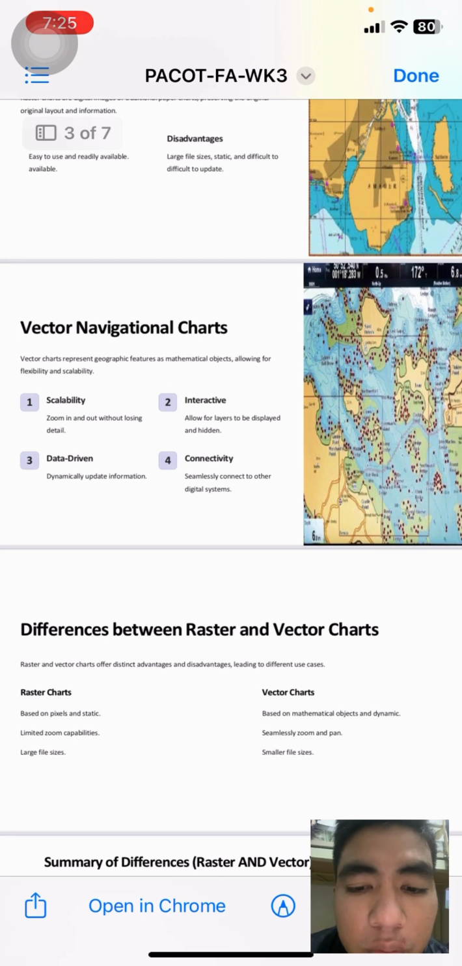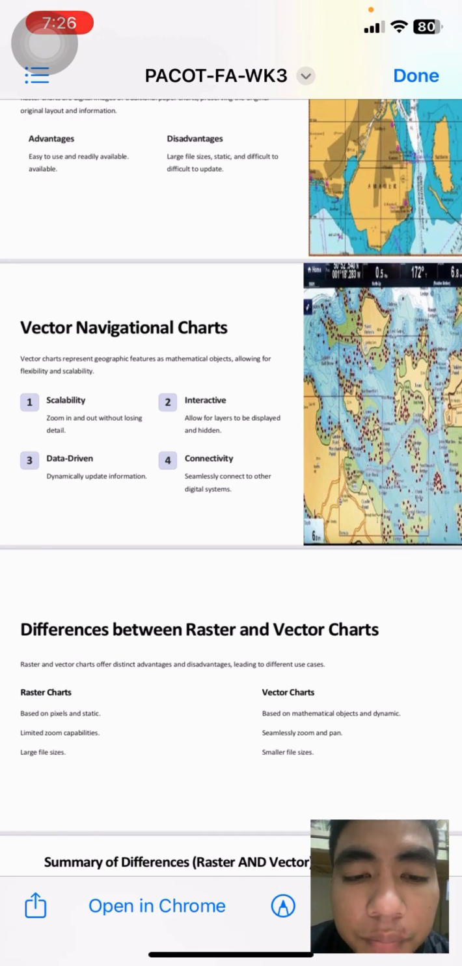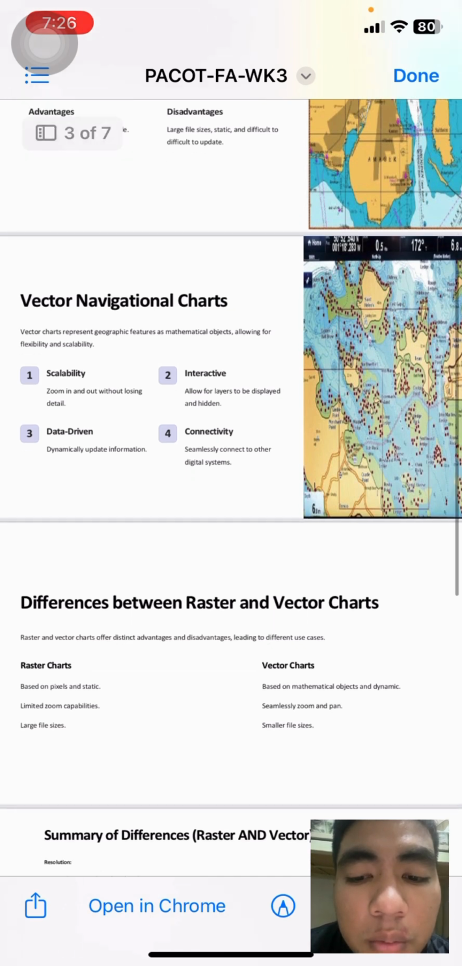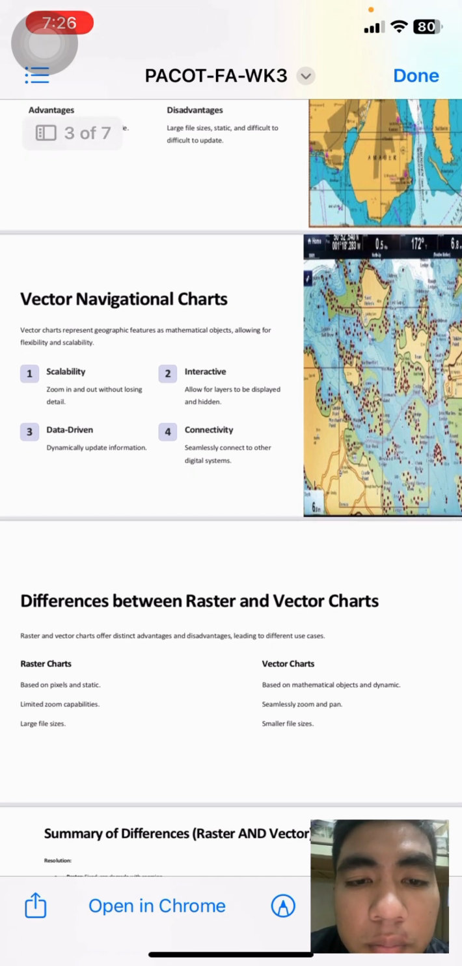Now we have to discuss the vector navigational chart. Vector charts represent geographic features as mathematical objects, allowing for flexibility and scalability. So what are their features? Their scalability is to zoom in and out without losing detail.